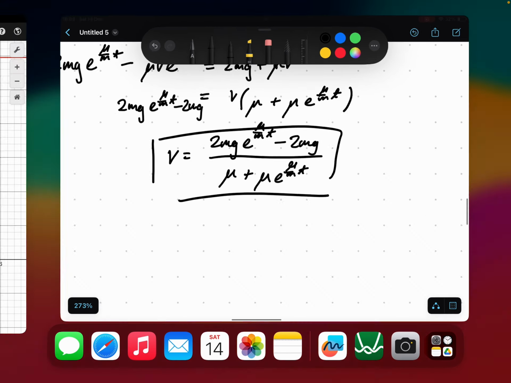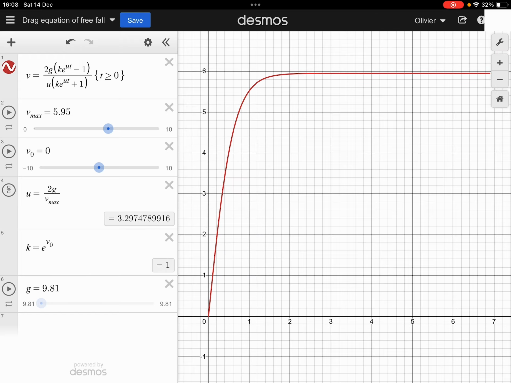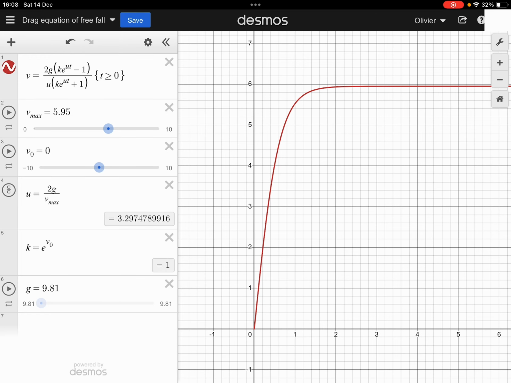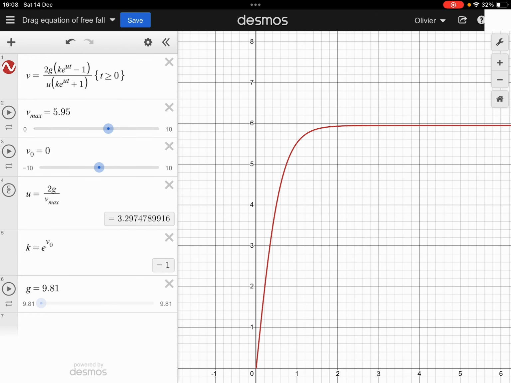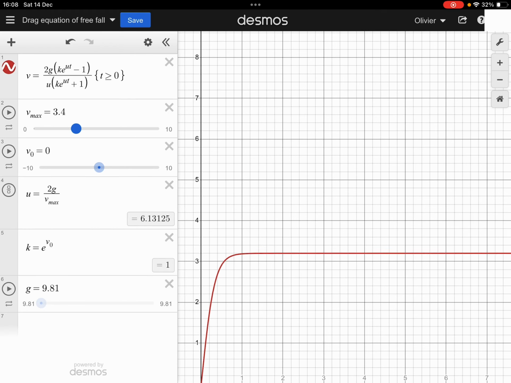So I thought I'll give you guys a little bonus. I have this little demonstration on Desmos, and this will just show off what happens. So here, if I change this, this is the maximum velocity. So basically, this is the velocity that it will reach. The terminal velocity you can think about.